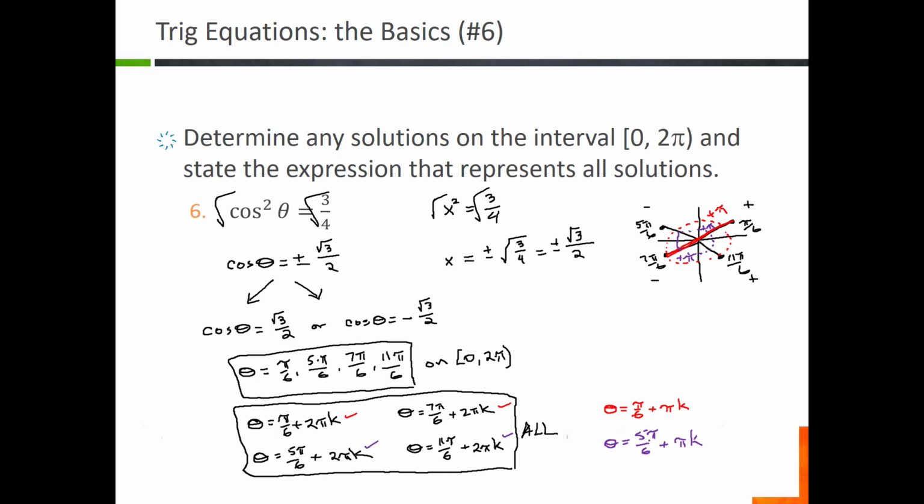Because again, if you take 5 pi over 6 and you add a pi, that will give you 11 pi over 6. Same thing with pi over 6 plus a pi, that would give you 7 pi over 6. So instead of using all four answers to express the infinitely many solutions, we could use just those two.